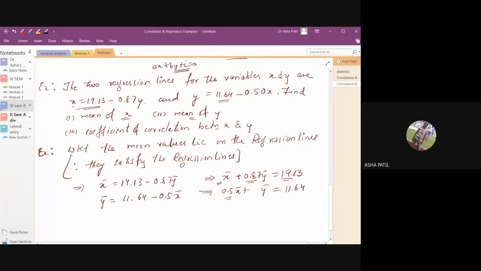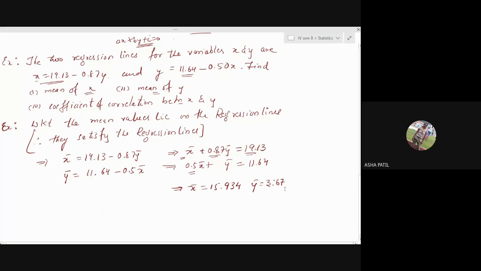What's the answer? X bar and Y bar? 15.934. 15.934. Okay. Y bar 3.67. 3.6. Others? Is it correct? Same, ma'am. Yes, ma'am. Same? Okay. You were told to use 2 decimal places.